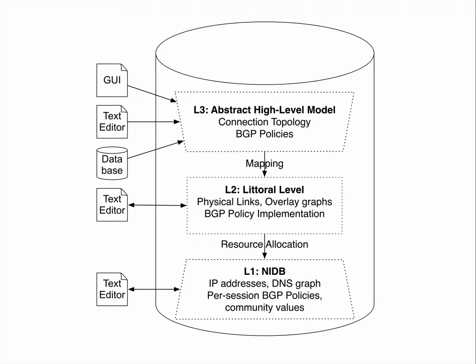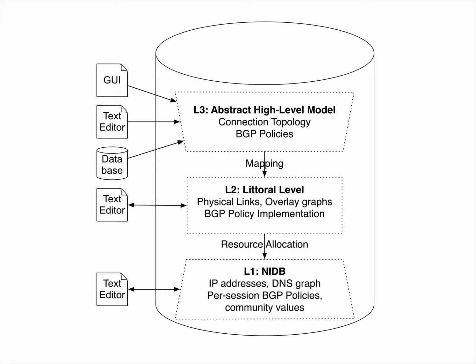This was then mapped down to an intermediate level, in which physical links, overlay graphs, and BGP policies were implemented. Resource allocation, such as for IP addressing, was then performed, and this was mapped down to a network inventory database. This contained the IP addresses, the DNS graph, per-session BGP policies, and the community values. This network inventory database was able to then be mapped directly into the templates to provide configuration files. This model approach allowed us to take a high-level abstract network view and map it down into a network inventory database, which provided the device-level view.